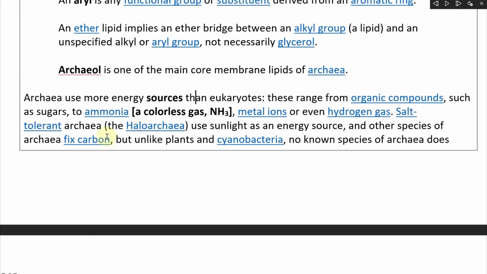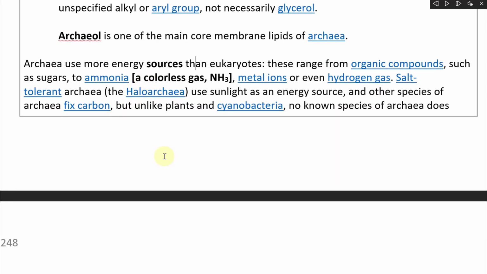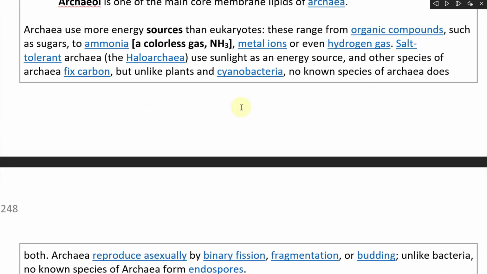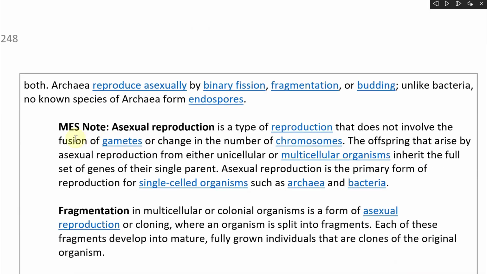Salt-tolerant Archaea, the Haloarchaea, use sunlight as an energy source, and other species of Archaea fix carbon. So basically puts it into other molecules, from the atmosphere. And unlike plants and cyanobacteria, no known species of Archaea does both. So that's very interesting. So yeah, with bacteria and plants, you'll have some of them that can fix carbon and use sunlight as an energy source, but Archaea can't do both. That's very interesting. So basically that's why they put the domain separately. It's like a separate, different type of organism.